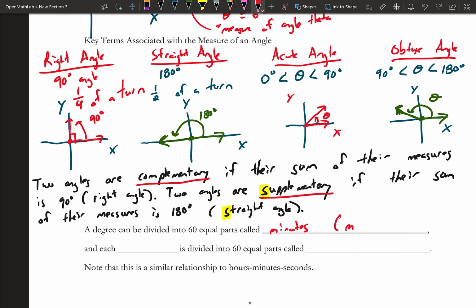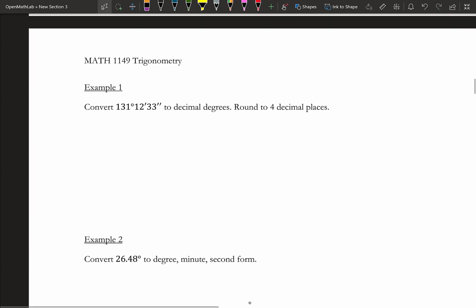Right, so we can denote this as MIN, or with one apostrophe mark. So it's like 60 minutes in an hour. We're thinking of a degree like an hour, if you will, and then each minute is divided into 60 equal parts called, as you probably guessed, seconds. We can denote this as SEC, or two apostrophes. Note that this is a similar relationship to hours, minutes, seconds, just as I was describing, so it makes it an easy way to estimate that.